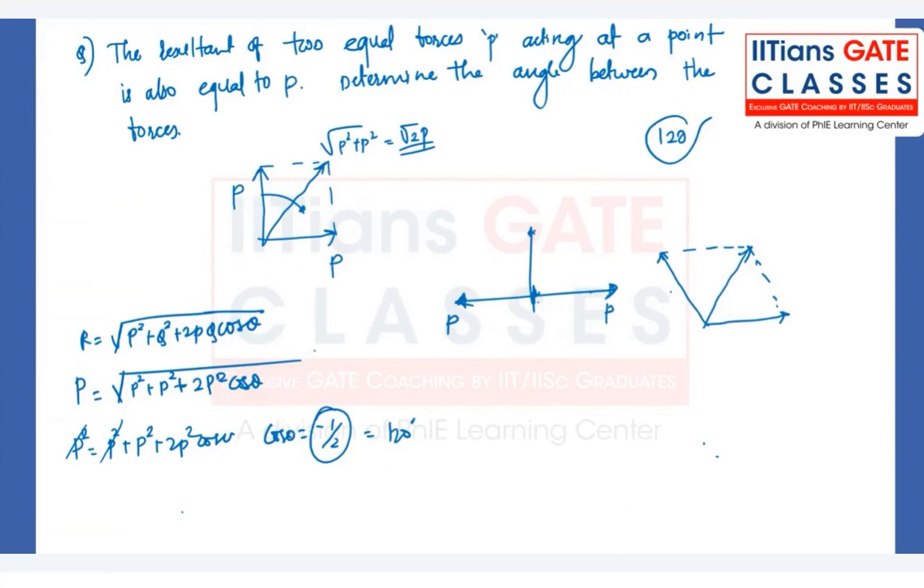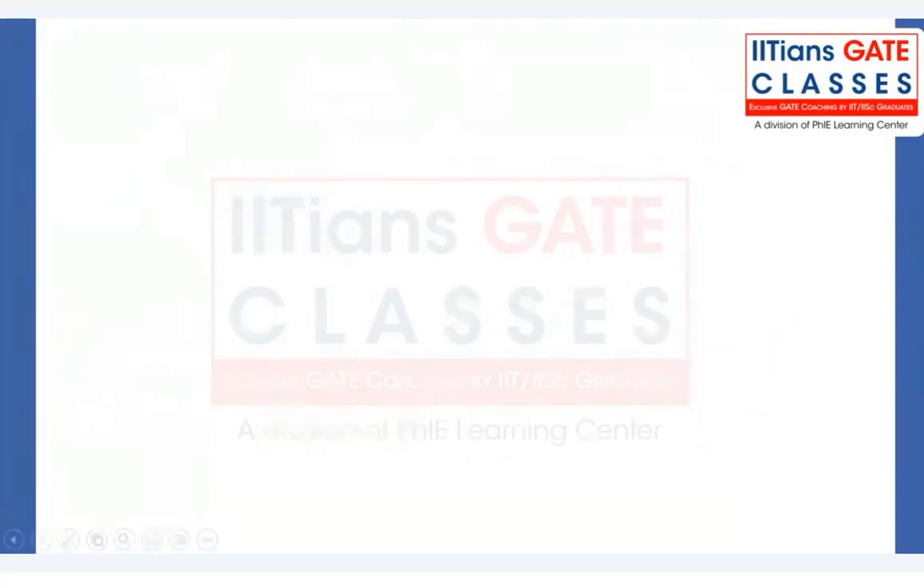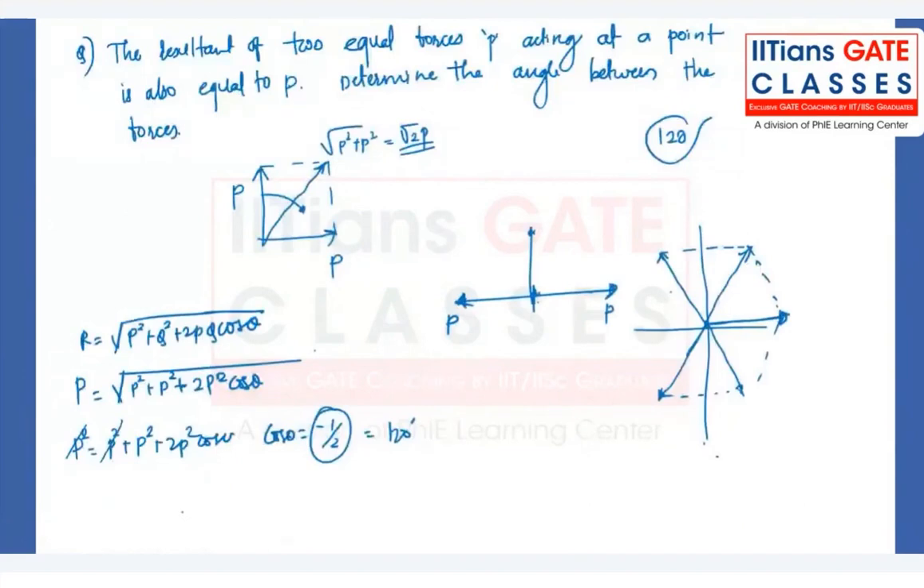Yeah. And now, what is the other possible answer? Yeah, this can also be a correct answer. You can say, how much will it be? Here the resultant you can also draw. How much will be the angle? Yeah, it will be 240. Okay. So that is also correct.